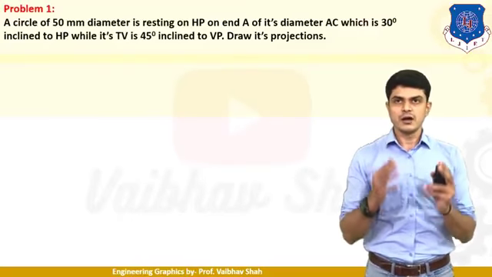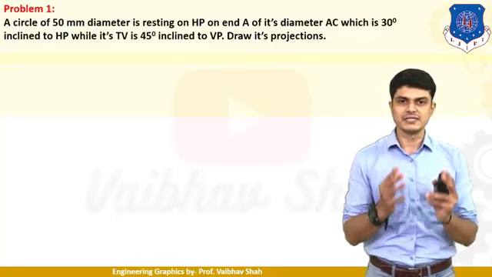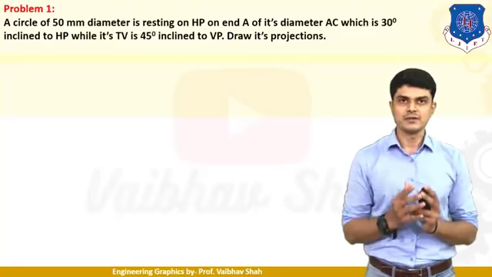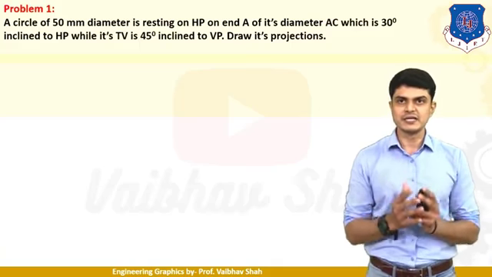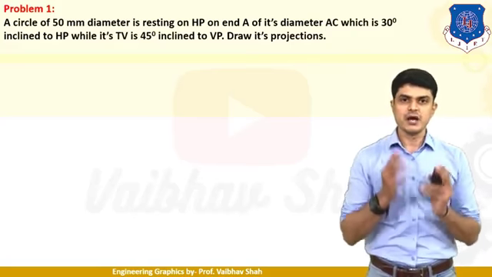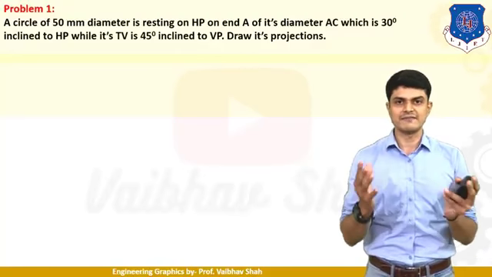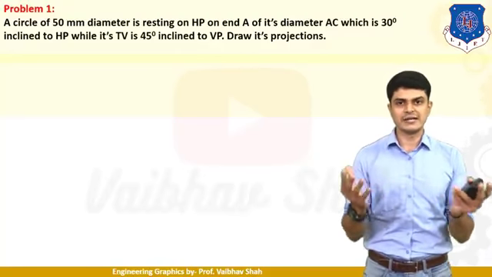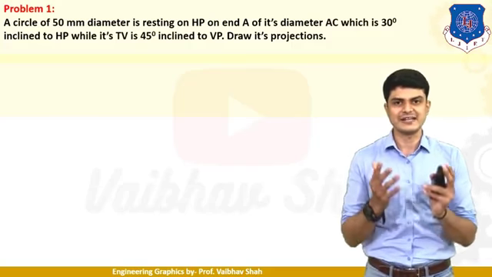Problem number 1. A circle of 50 mm diameter is resting on HP on one of the end point A of its diameter AC, which is 30 degree inclined to HP, while its top view is 45 degree inclined to VP. Draw its projection. Here we are talking about a circle, and a circle does not have any sides or any corner. So that means you can simply draw a circle anywhere as asked in your examination.